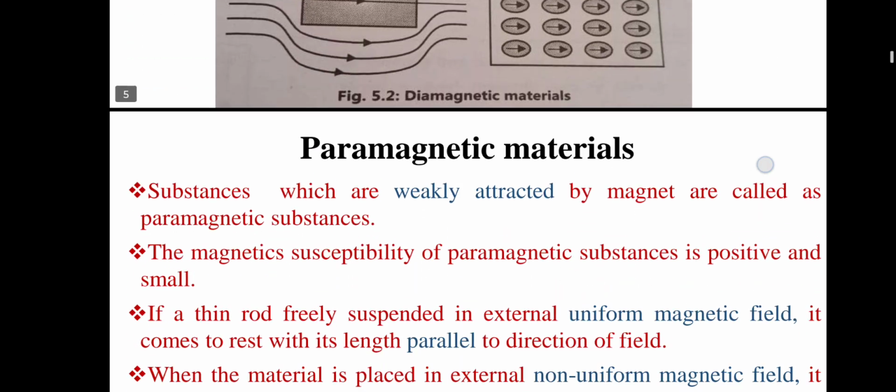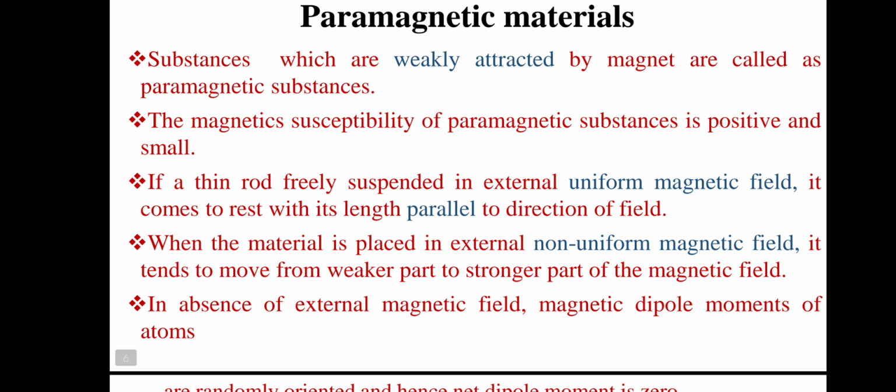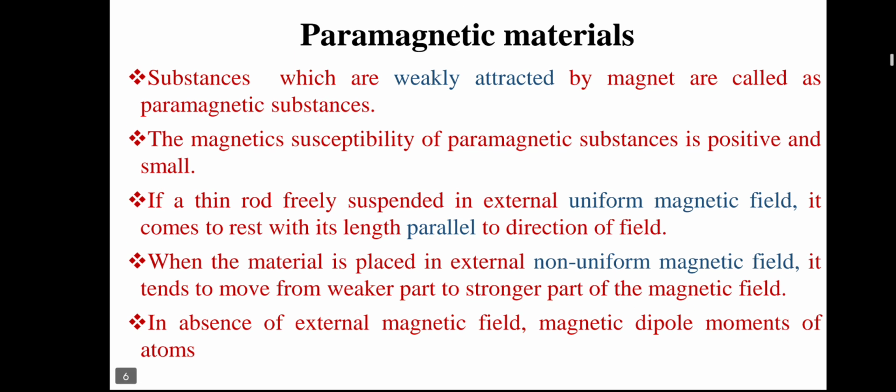Diagram. Paramagnetic materials. Substances which are weakly attracted by a magnet are called paramagnetic substances. The magnetic susceptibility of paramagnetic substances is positive and small. If a thin rod is freely suspended in an external uniform magnetic field, it comes to rest with its length parallel to the direction of the field. When the material is placed in an external non-uniform magnetic field, it tends to move from the weaker part to the stronger part of the magnetic field.